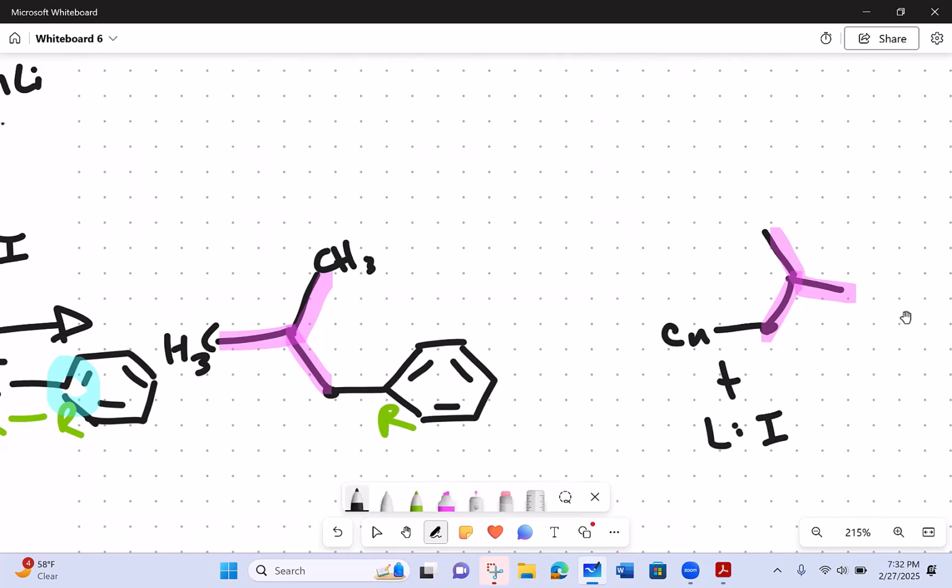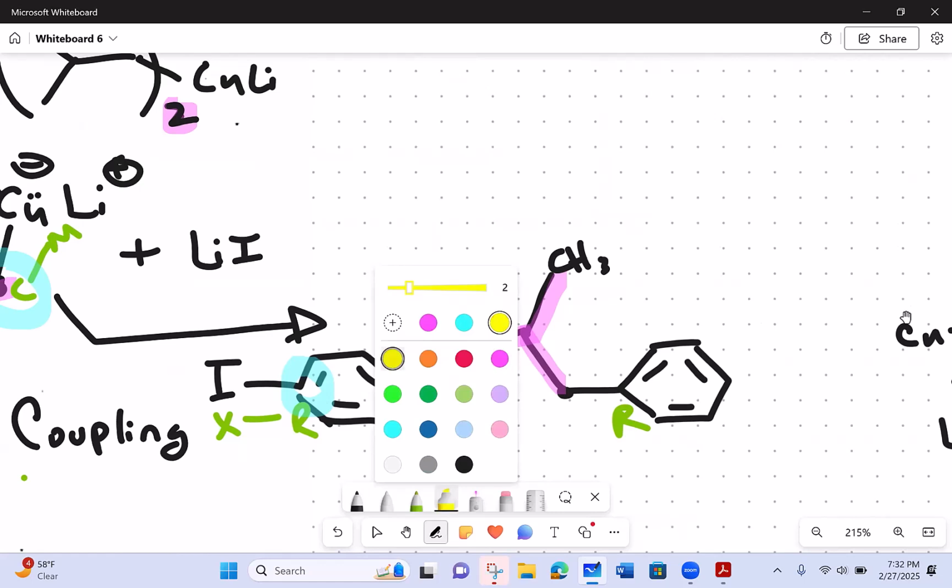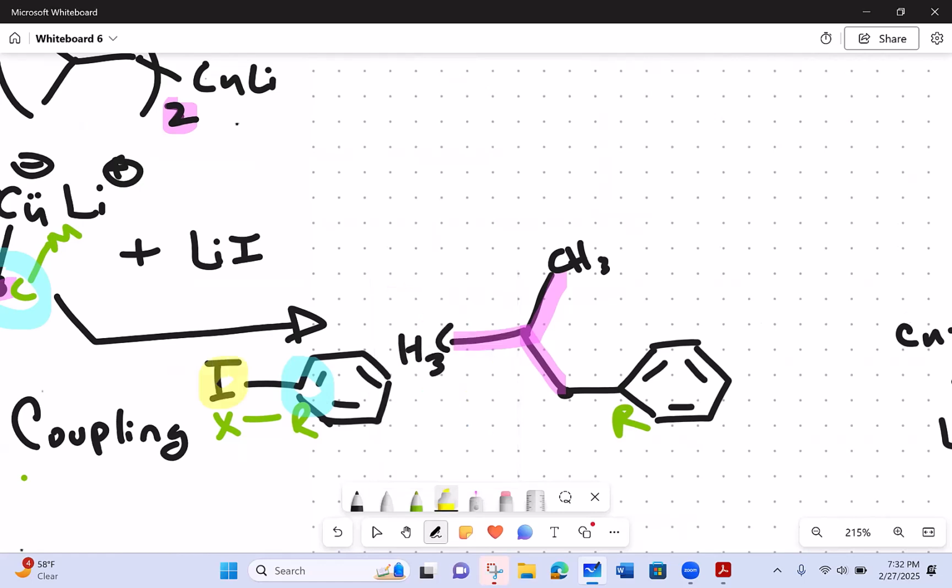lithium iodide, right? Because the iodide that's on your aryl halide right here, that iodine right there is going to end up with the lithium that's attached to copper. Well, it isn't really attached, but it's attracted to it.